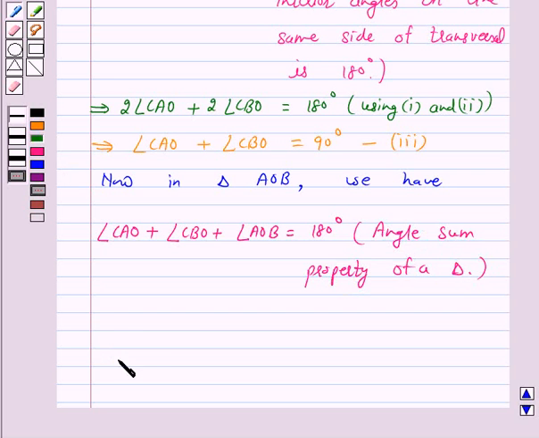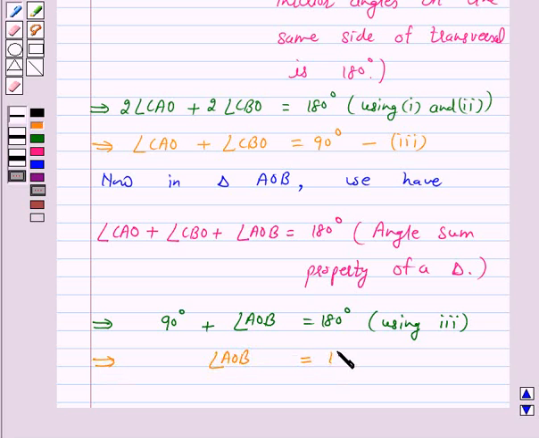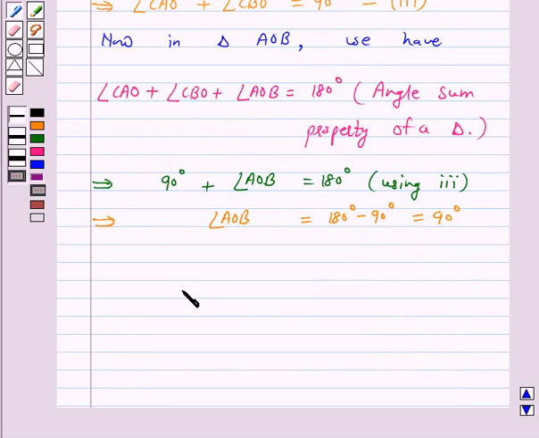This implies 90 degrees plus angle AOB is equal to 180 degrees using 3, because in 3 we have angle CAO plus angle CBO is equal to 90 degrees. This implies angle AOB is equal to 180 degrees minus 90 degrees, and this is equal to 90 degrees. Hence we have proved that angle AOB is equal to 90 degrees. Hence proved.